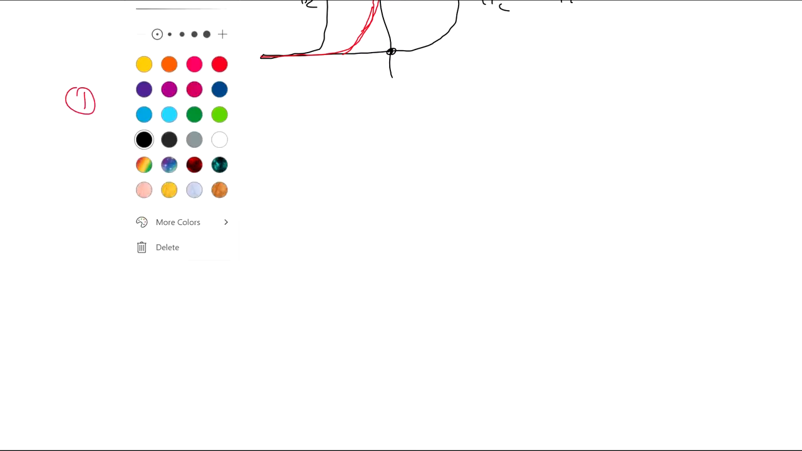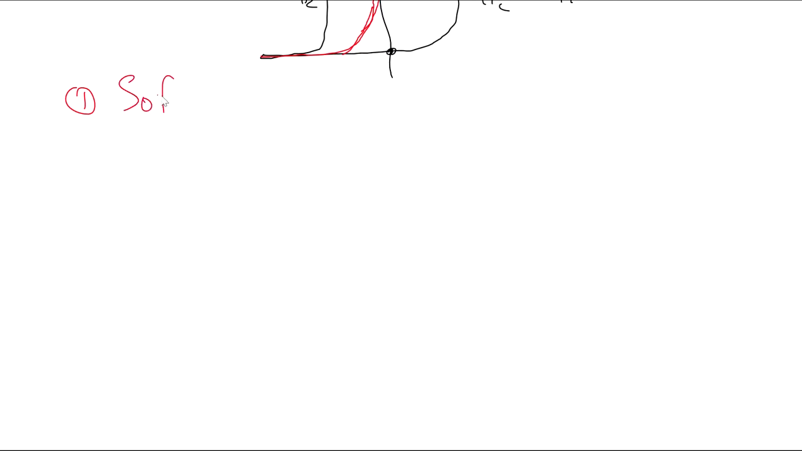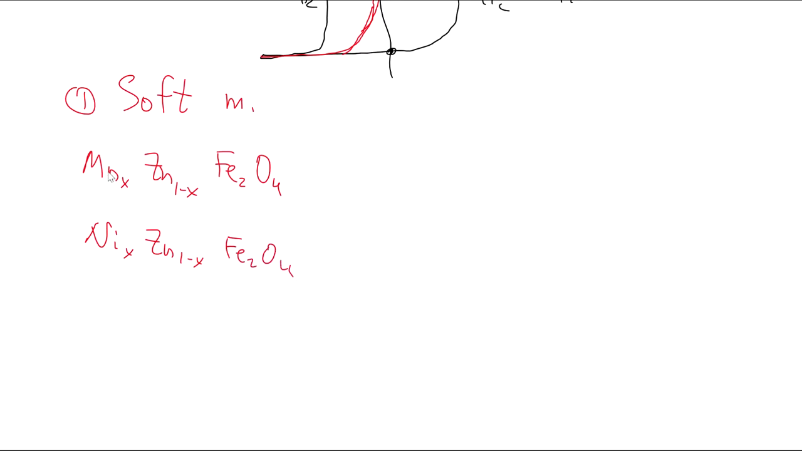So, an example of soft magnets. Let me use this. Oh, yeah, actually, it's good to have a red one. Soft magnets. Examples would be, let's say, manganese zinc ferrite, MnZnFe2O4, or nickel zinc ferrite, NiZnFe2O4. So this is manganese zinc ferrite, nickel zinc ferrite.